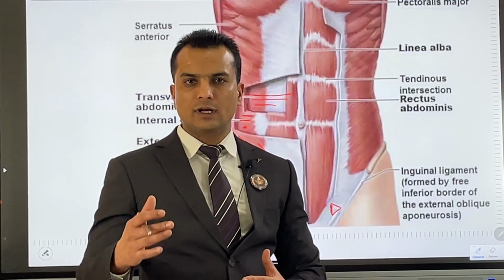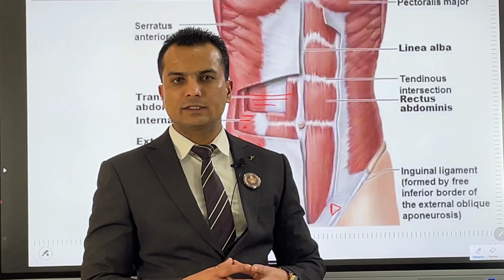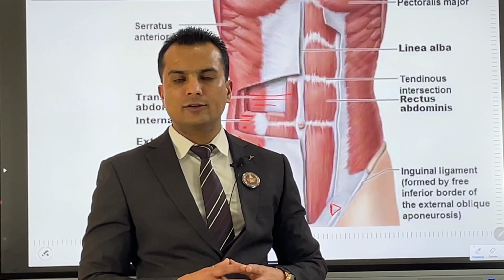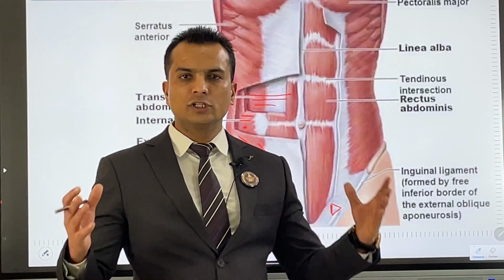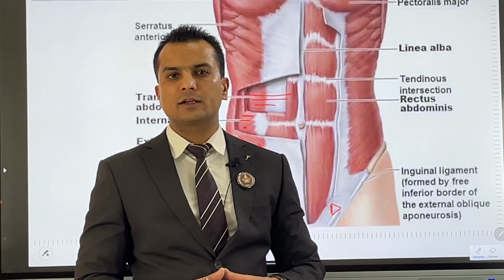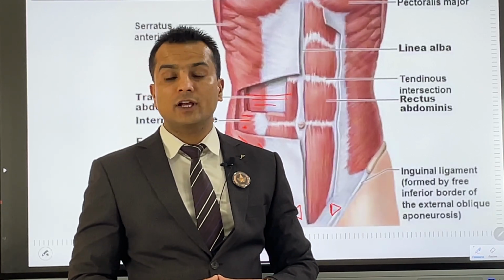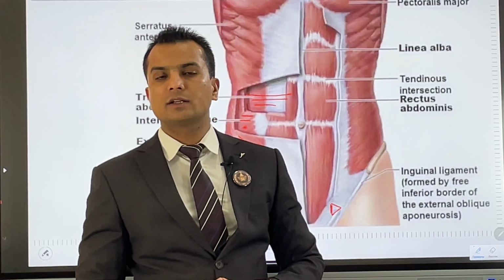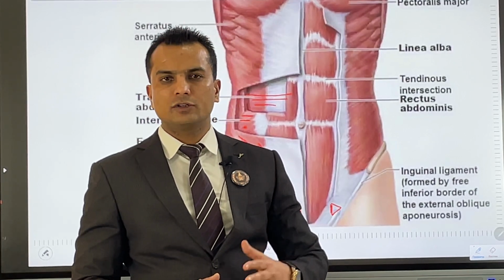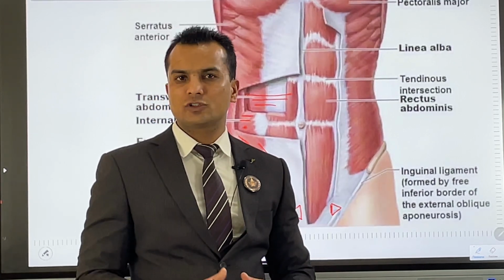So you have to draw all these layers of the anterior abdominal wall, and also you have to draw these structures. Posteriorly, on the posterior abdominal wall, you have just a few muscles. You have the iliacus muscle, the psoas major and minor muscles, and then the quadratus lumborum muscle. So in the same sequence you have to draw the posterior abdominal wall also.